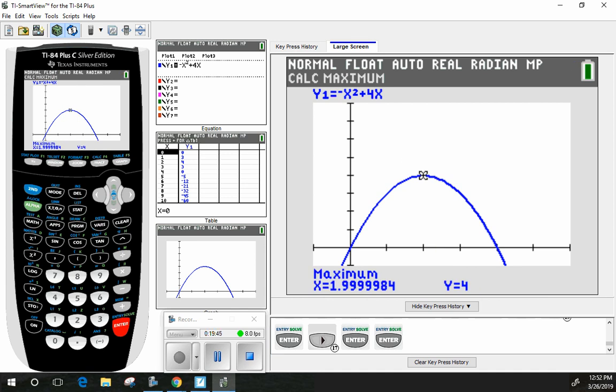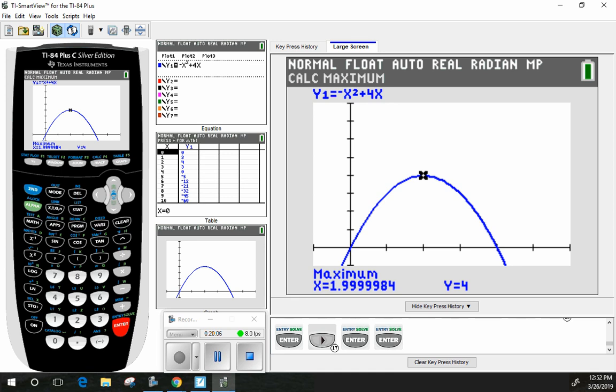Now, this can be a little tricky, right? Which coordinate are we really looking at if we're looking at the max? We're looking at the y, right? Now, here's the deal. This brings up a really good point. Look at the ordered pair. What does the ordered pair say here? Well, it should be 2, 4. But this says 1.999999, all this stuff.